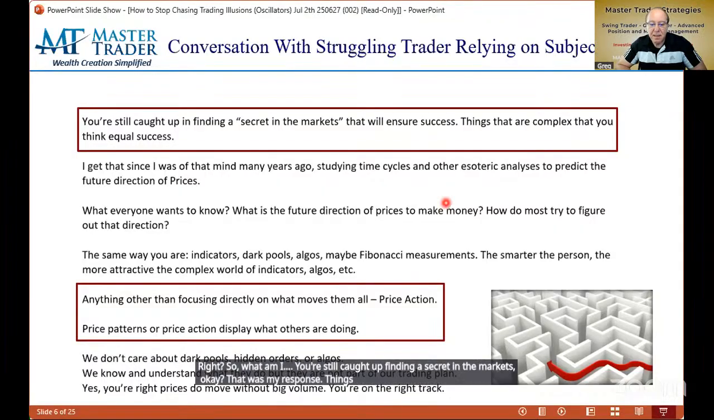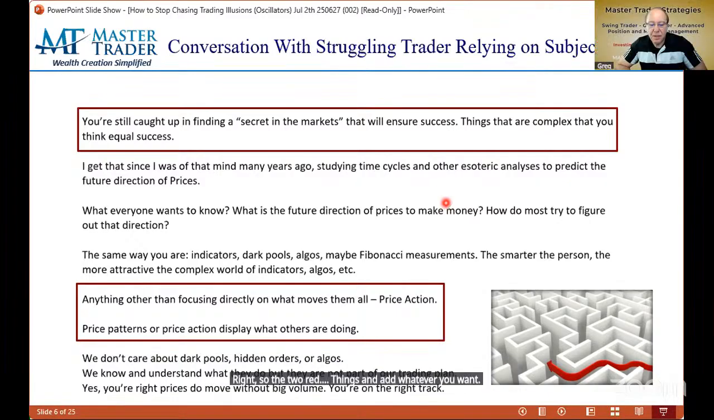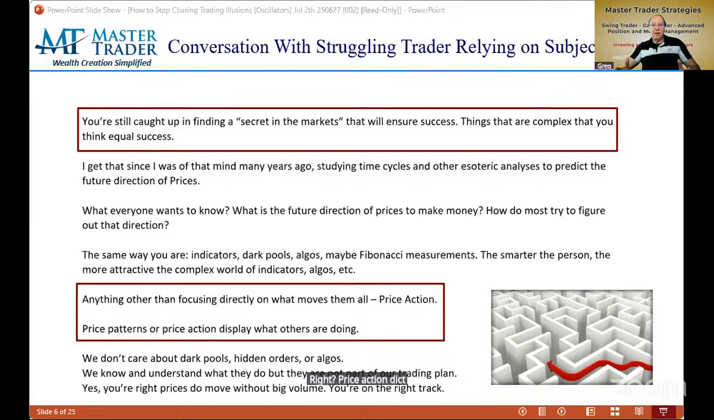Things are in a complex. Right. So the two red things, and add whatever you want, anything other than focusing directly on what moves the price action. Right. So that's where someone had posted about a MACD. EC said MACD and indicators are used to confirm and not predict. No, they can't confirm anything. They can't confirm anything. Right? You're trying to say the tail wags the dog. Price action dictates the direction of any indicator. Indicators cannot lead. They cannot predict the price action.